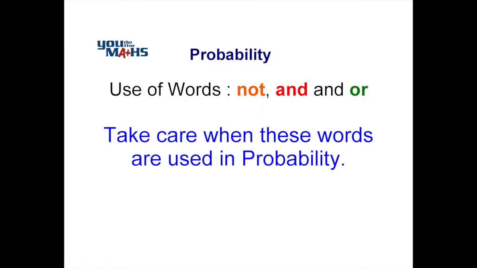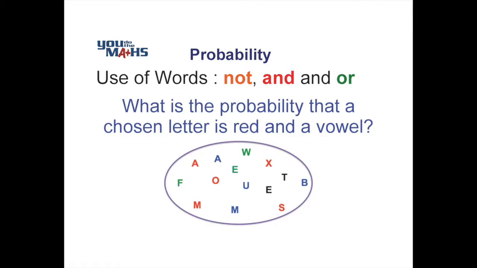In this video, we're going to have a look at some of the terminology that you may see in probability questions. In particular, we're having a look at the words not, and, or, and see how we actually interpret them in a problem. In this first example, we're having a look at the word and.